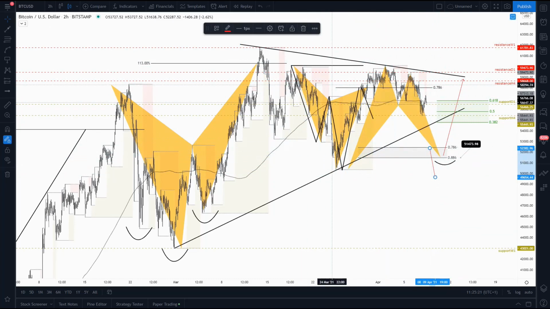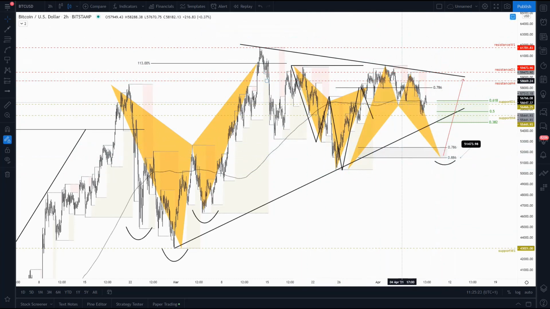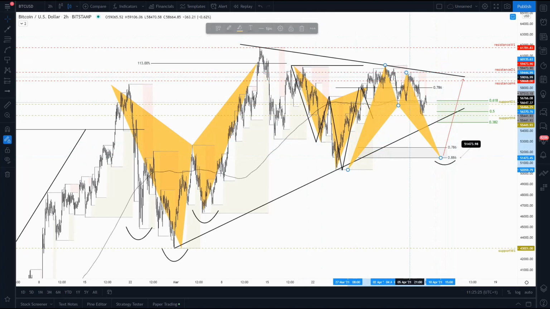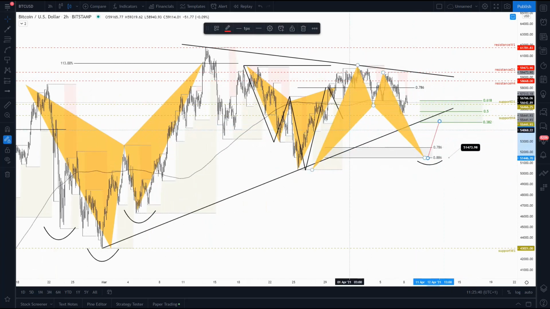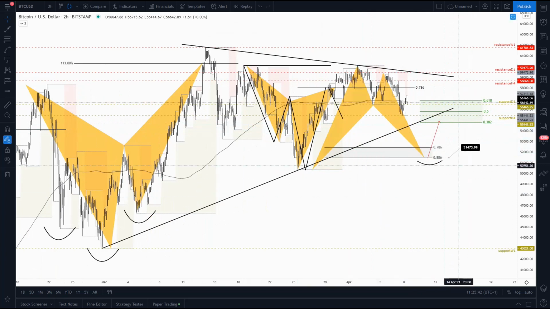But the pattern will complete at the 88.6% Fibonacci retracement level. So if the market decides to push into these lows, that may complete the pattern. We observe the market conditions, and that may offer an opportunity to go long with Bitcoin.